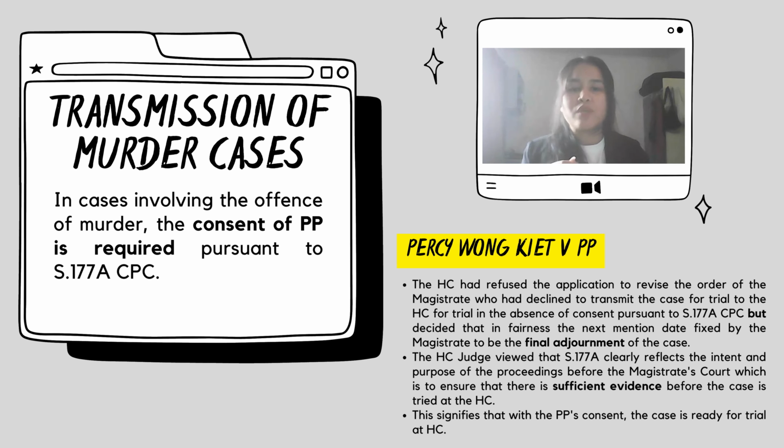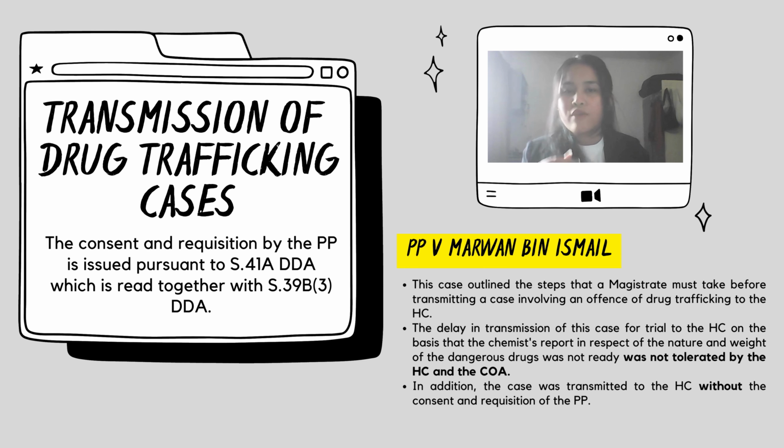It is stated once more that this can only happen when the public prosecutor grants the consent to prosecute, which actually denotes that the case is prepared for a High Court trial. For crimes like drug trafficking, the public prosecutor must obtain permission and submit a request in accordance with Section 41A and 39B, subsection 3 of the DDA, which is the Dangerous Drugs Act.